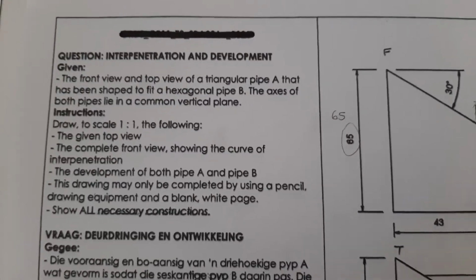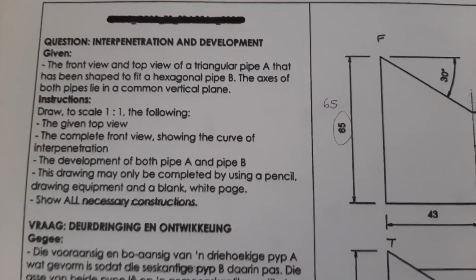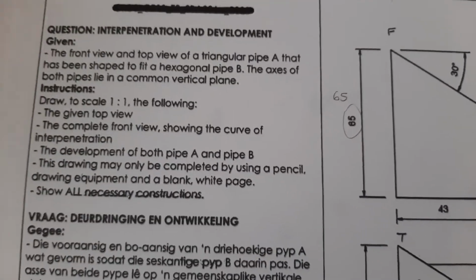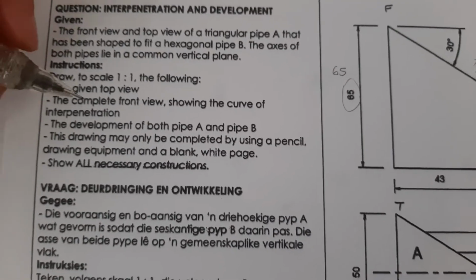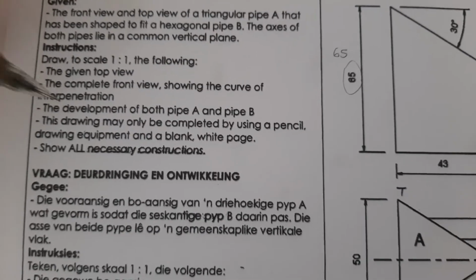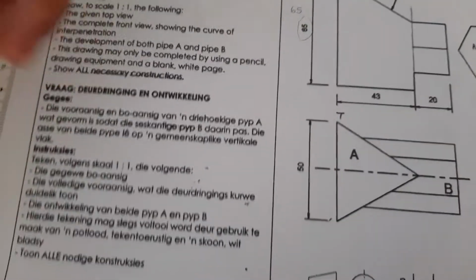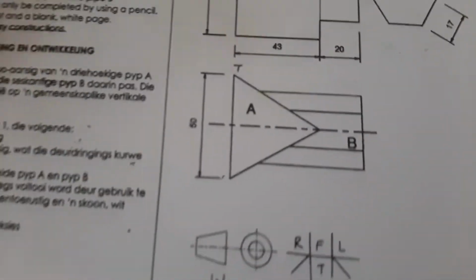Guys, we're going to go through interpenetration and development. They just tell you that they've given you a front and a top view. Then they tell you to draw a scale 1 to 1, the given top view, the complete front view showing curve of interpenetration and developments. So we're going to go through this. I'm not going to spend too much time on this. I'll explain it as I go.